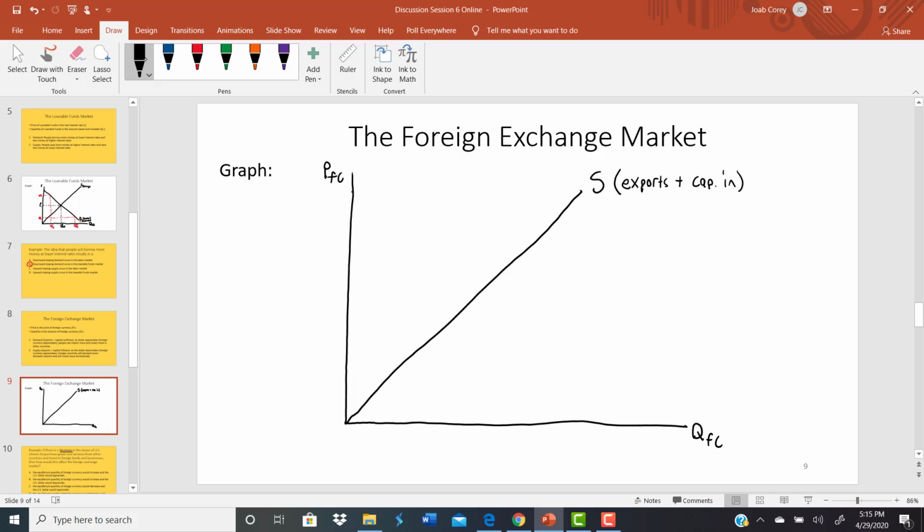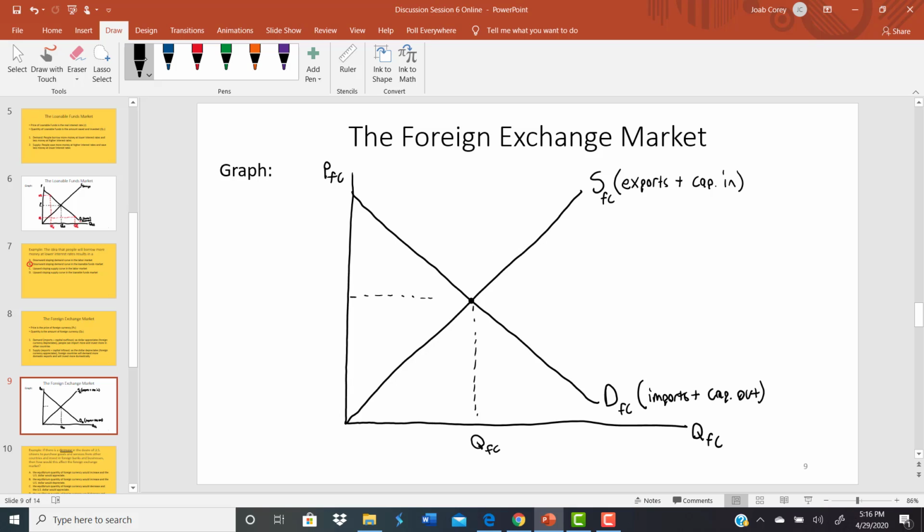And then we have a downward sloping demand for foreign currency. So again, this is supply of foreign currency. This is demand for foreign currency. And again, think about why we want foreign currency: to buy goods from other countries, which we call imports, or to invest in those foreign banks and businesses, which we call capital outflows. And then where the two curves intersect, you have your equilibrium quantity of foreign currency. That's where the amount of foreign currency being demanded is equal to the amount of foreign currency being supplied. And there's an equilibrium price of foreign currency, or equilibrium exchange rate, that will make that happen.